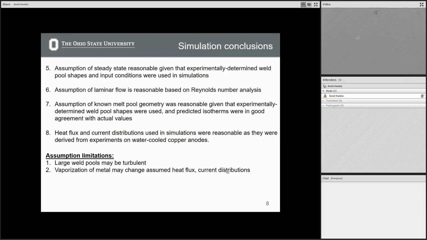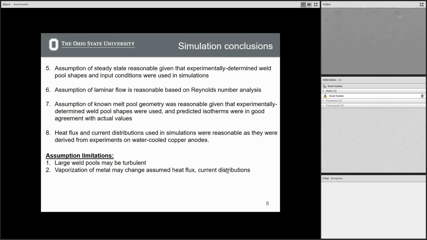Next, they again cite all these experimentally derived weld values and experimentally derived weld pool shapes to justify their assumption of known weld pool geometry. And finally, they cite some experiments that justify their assumptions of the nature of the heat flux and current distribution. They do acknowledge two important limitations.